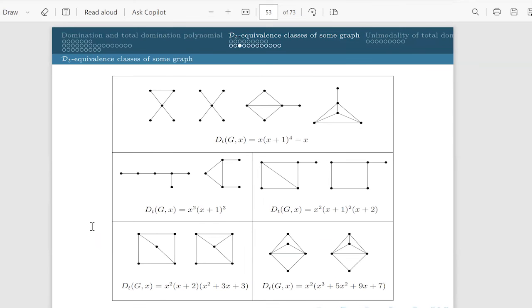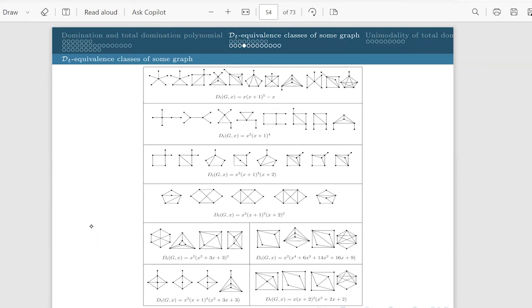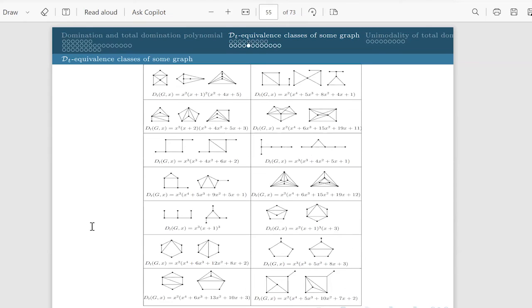And you see here graphs of order 6. All these graphs in the first row are in one class, and you see their total domination polynomial below their figures. And there are other figures for which we could characterize their classes.